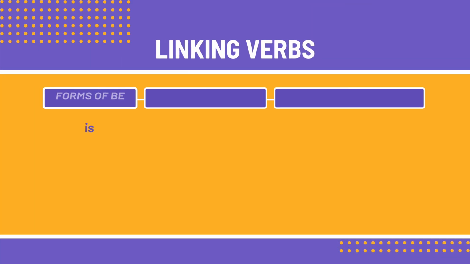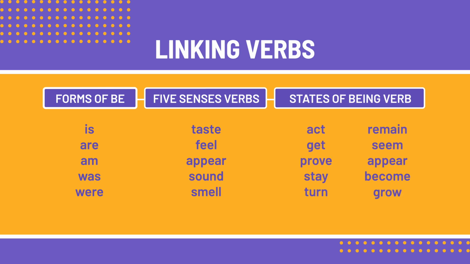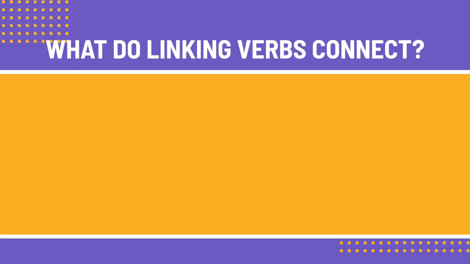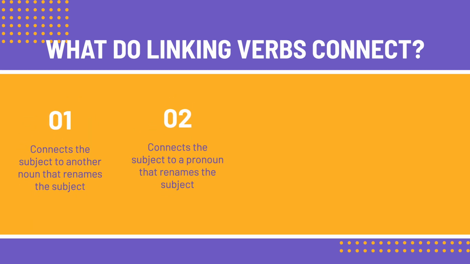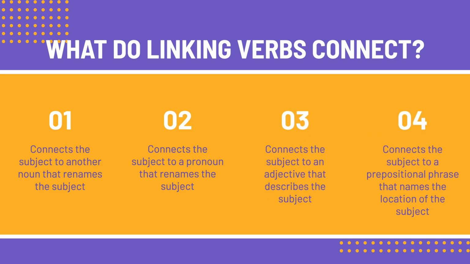Forms of the verb be are linking verbs as well as the forms of the verbs taste, feel, appear, sound, and smell. But of course, that's not all of them. Take a moment to take in this list of linking verbs. As I mentioned, linking verbs connect the subject to 4 things: to another noun that renames the subject, to a pronoun that renames the subject, to an adjective that describes the subject, and lastly, to a prepositional phrase that names the location of the subject.